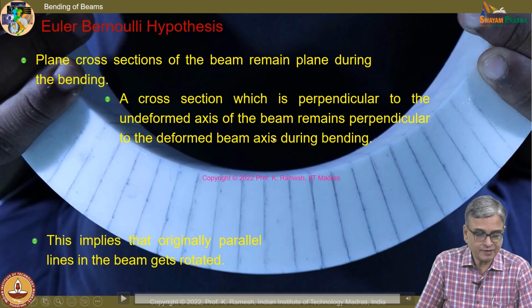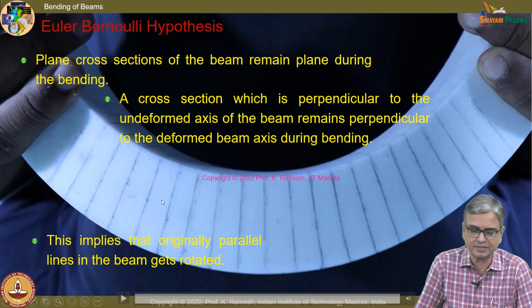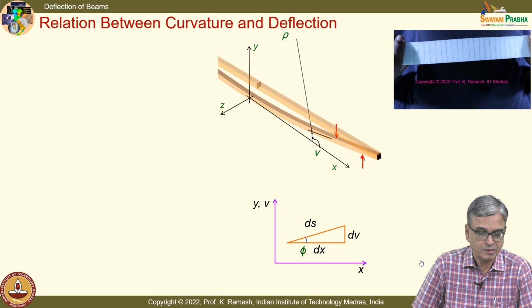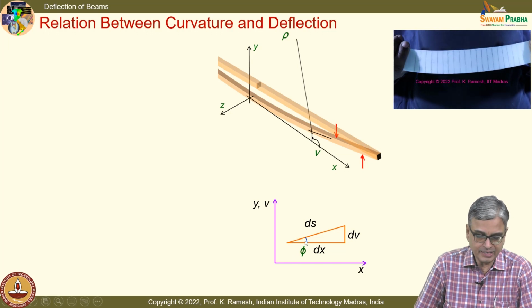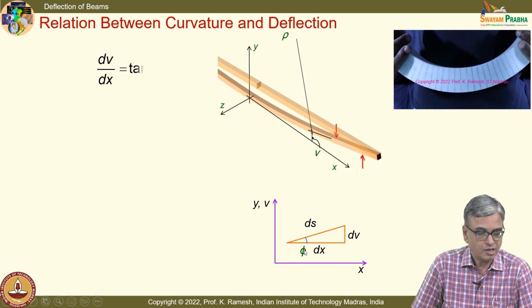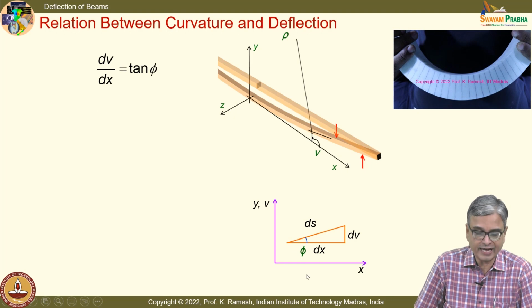And whatever we have stated here, it implies that originally parallel lines in the beam get rotated, which is very visible. We have drawn the line, and we have the advantage of a soft material. So, we could bend and see for ourselves that these lines get rotated. And we have already seen dv by dx equal to tan phi, that you get from this diagram.